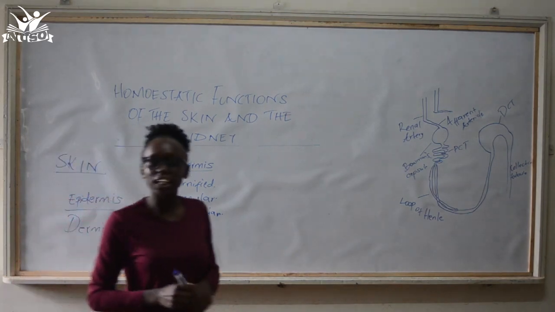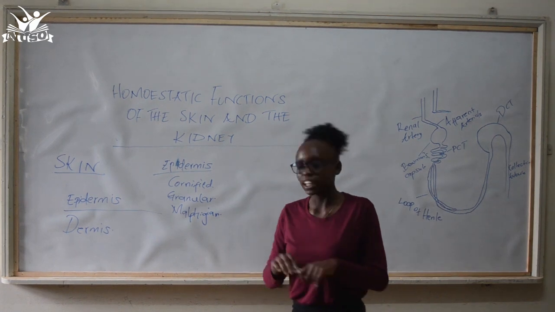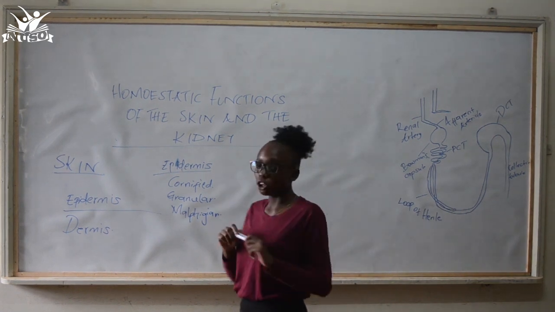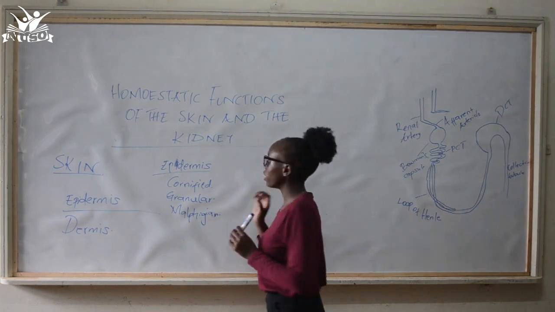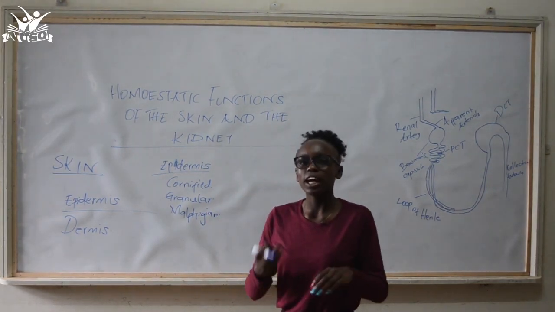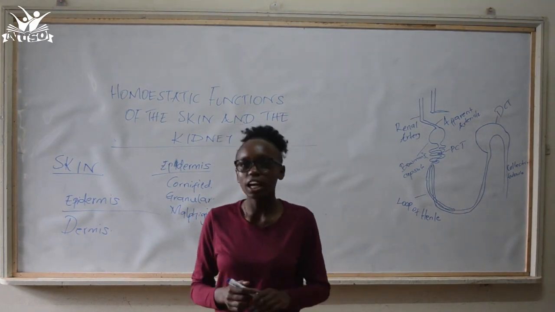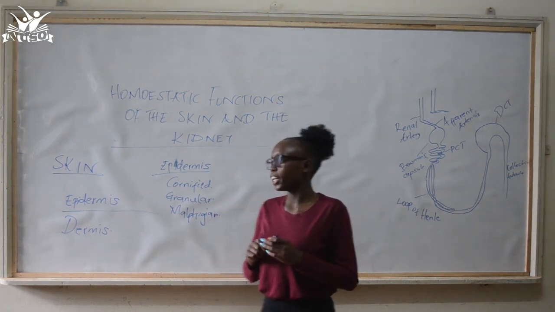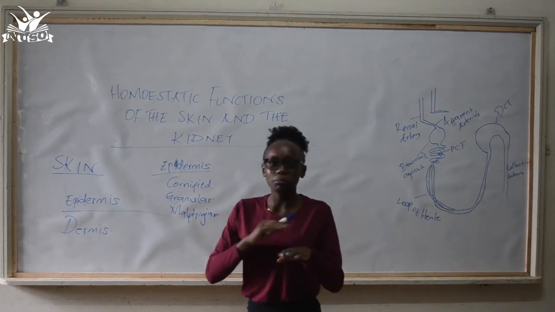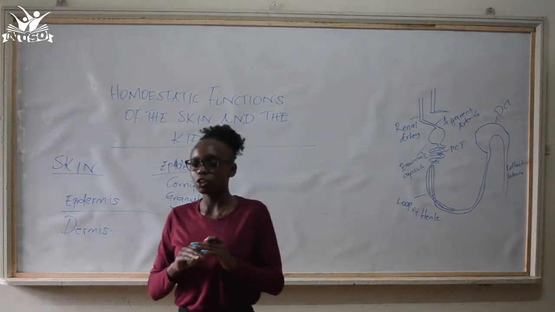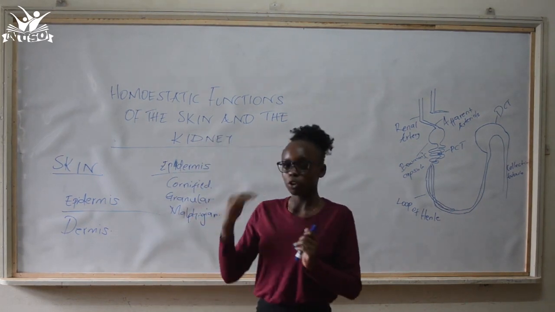The conified layer is the outermost layer. This layer consists of dead cells, and it also contains keratin. Keratin functions to prevent entry of microorganisms into the skin. It also protects the internal structures of the skin, and protects the skin against damage from ultraviolet rays. The granular layer is the middle layer. This layer consists of living cells, and these living cells give rise to the conified layer.